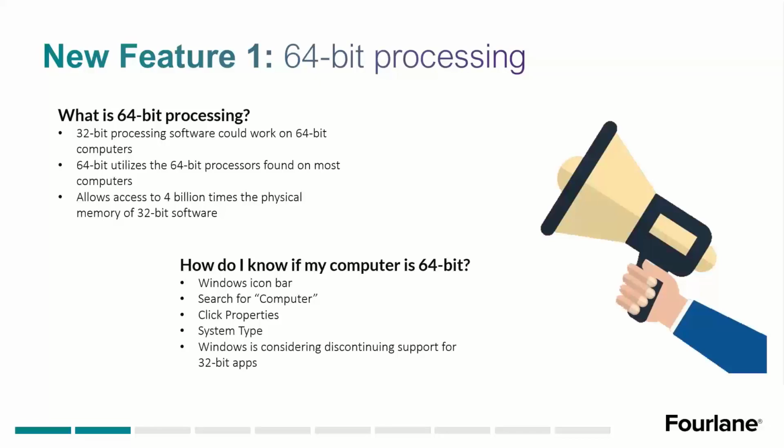How do I know if my computer is 64-bit? So you can go down to your Windows icon bar, search for computer, right-click on properties, and system type will say there if it's a 64-bit or 32-bit computer. So you do have to be on a 64-bit computer to use this. Most computers are nowadays pretty standard. And one of the reasons for this change was Windows is considering discontinuing support for 32-bit apps. So part of it was Windows helping us out, pushing Intuit forward. But regardless, we'll take advantage of it. Let's improve this speed.